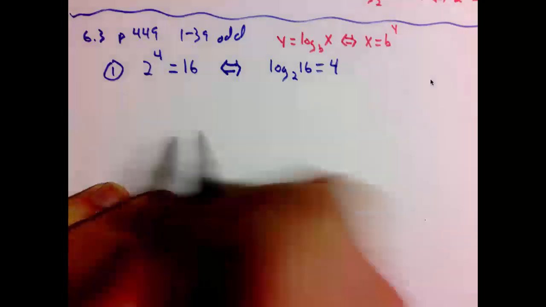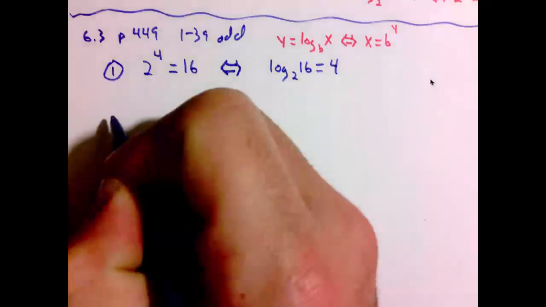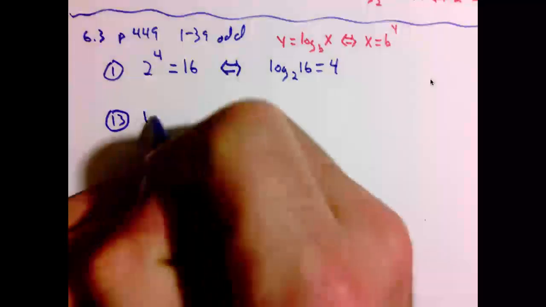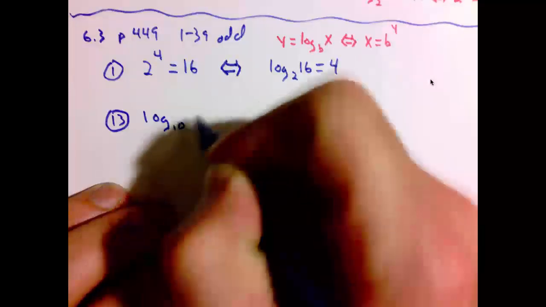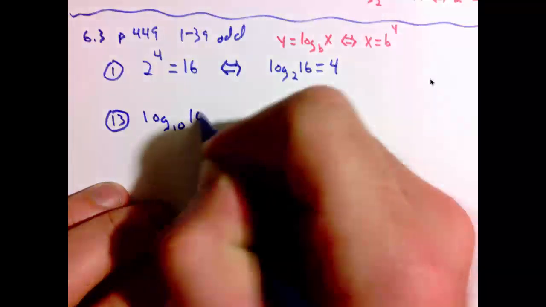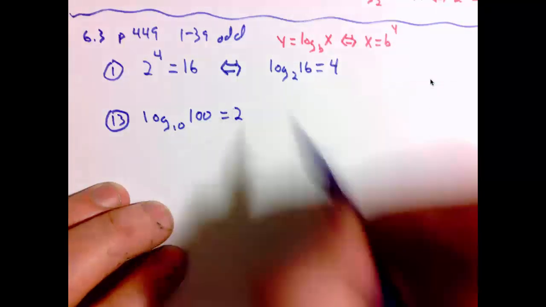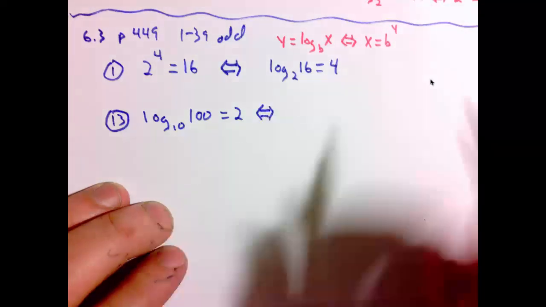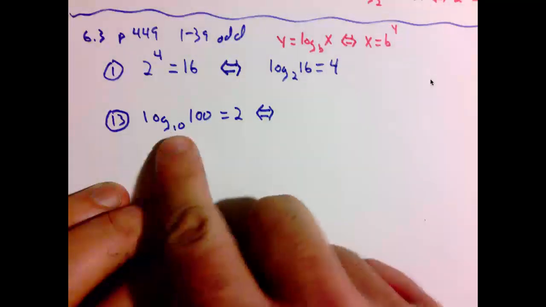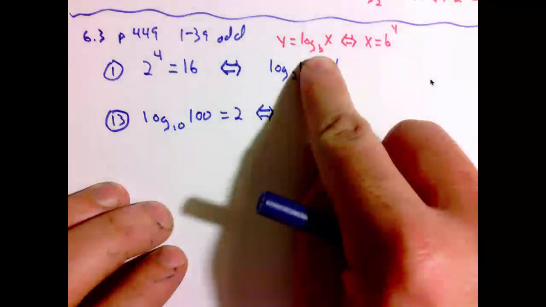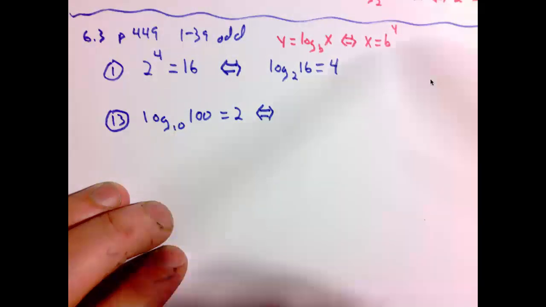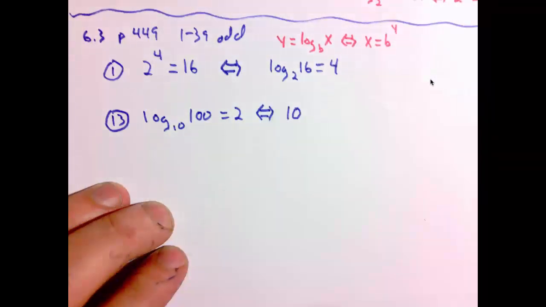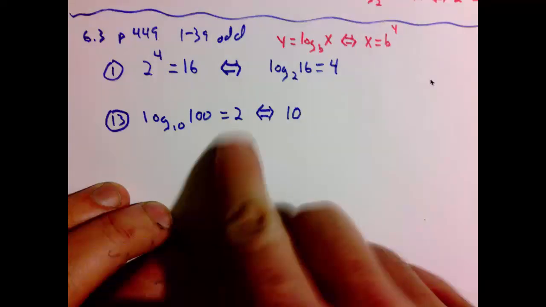Alright, now let's go in the opposite direction. I'm looking at problem number 13. We are given log base 10 of 100, and that is equal to 2. Okay, we want to go in the opposite direction. Once again, what I hold on to is the little subscript number of my log. This b is the base of my exponential. So my subscript number is 10. That becomes my base.